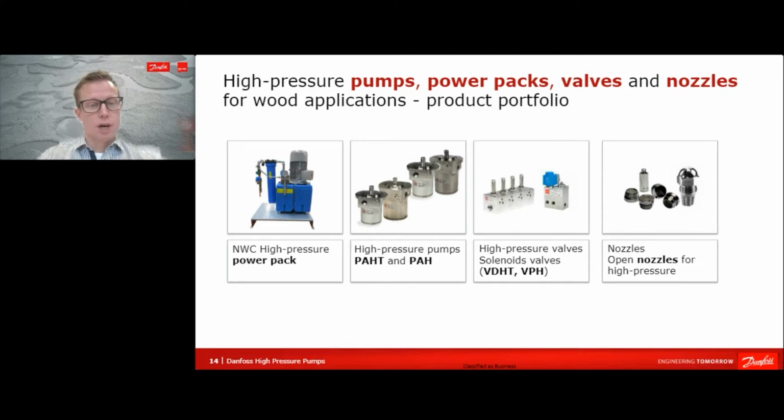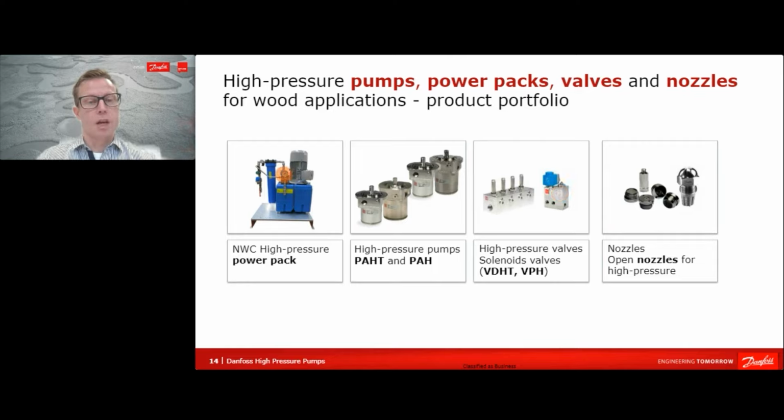Then we have our different kinds of valves. We have our solenoid valves here, and this is an example, to the right, of a power pack valve, which is also sitting on this unit here.